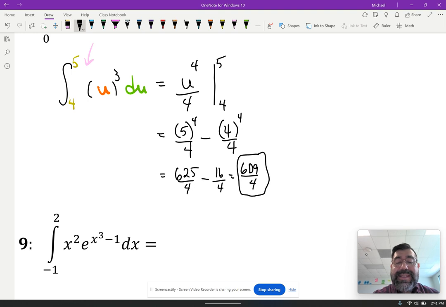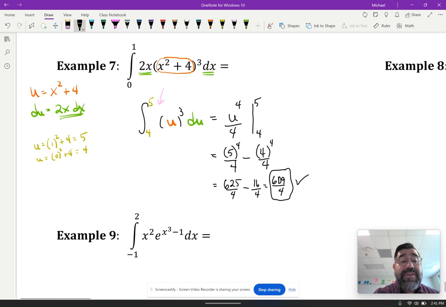This is my definite integral answer. This is the answer to this definite integral. I don't need to go back to the world of x's. I'm done, because once I switched everything into the world of u's, whatever answer I got there, because these are equivalent, then that's my answer. This is number 7. Easy peasy, mac and cheesy.